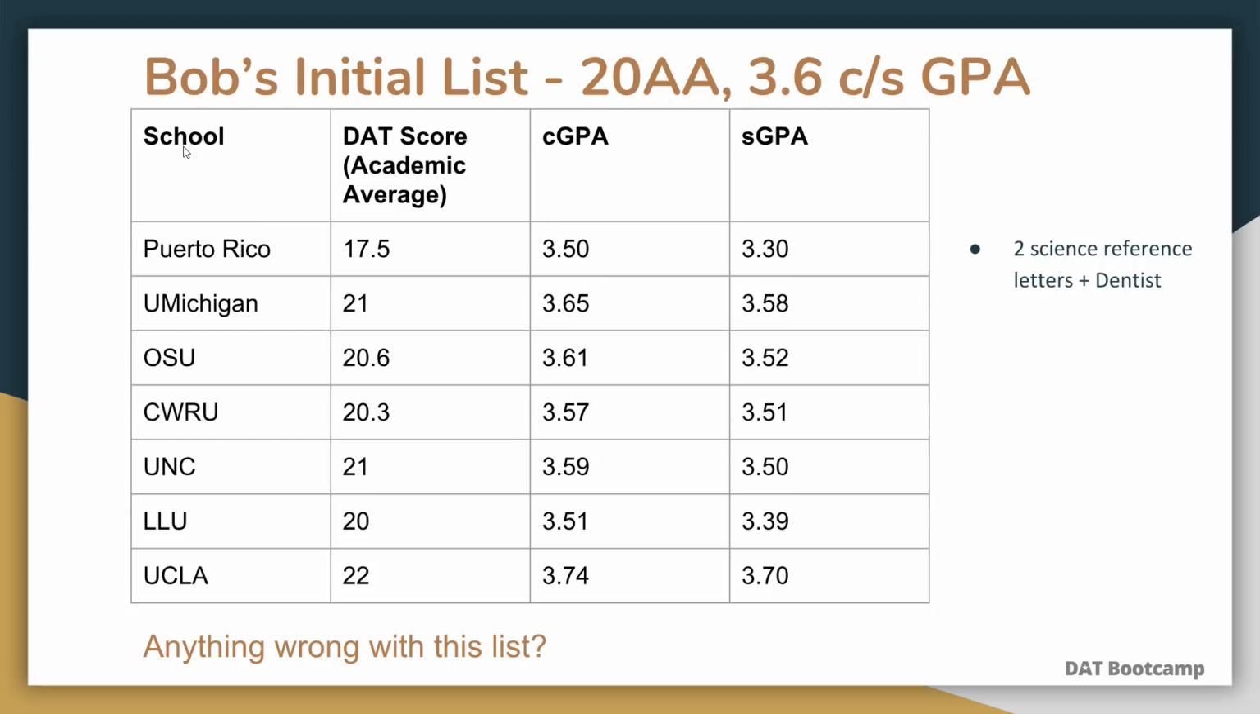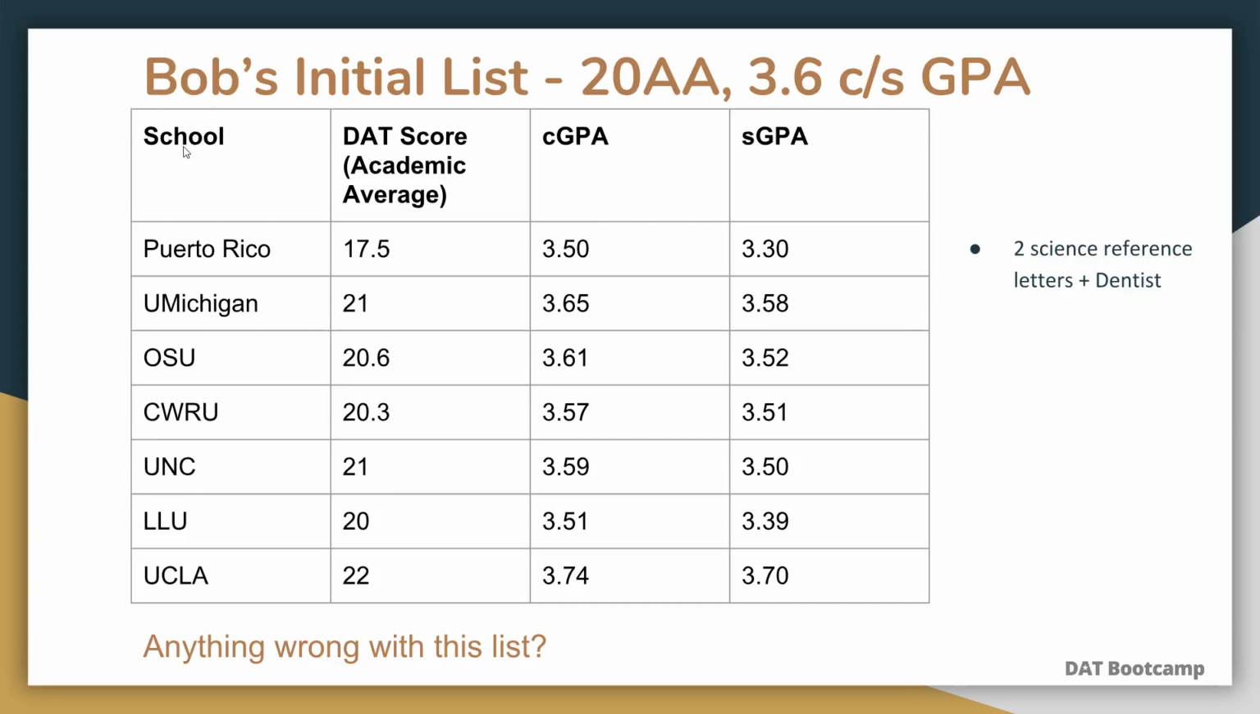Case Western Reserve University, another great school for Bob to apply to. It's within his state. It is a private school, but private schools, for the most part, still slightly favor in-state applicants compared to out-of-state applicants. Nonetheless, if he wants to remain close to his family, that's another great school for him to apply to.